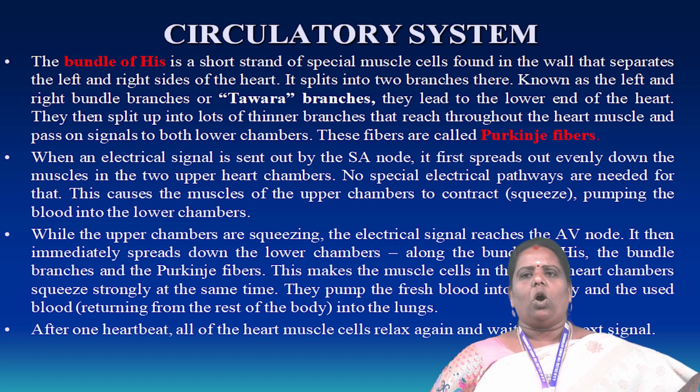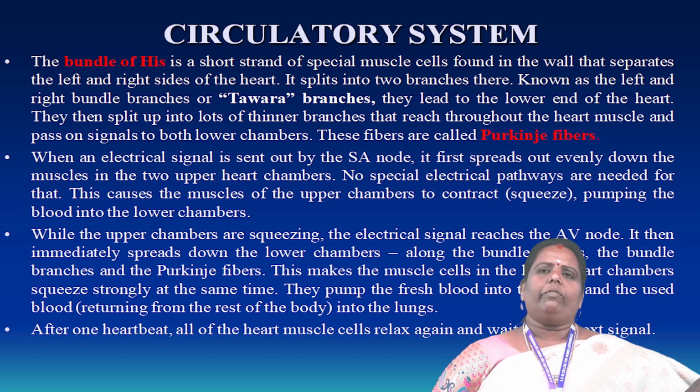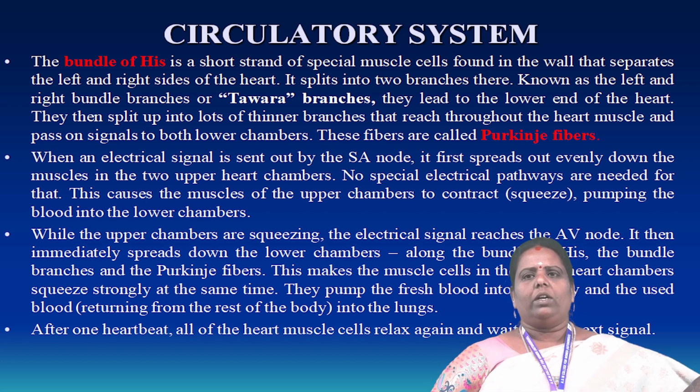After one heartbeat, all the heart muscle cells relax again. Next, they automatically receive the next signal. This is the automatic circulation of the heart, pumping of the blood all over the body.